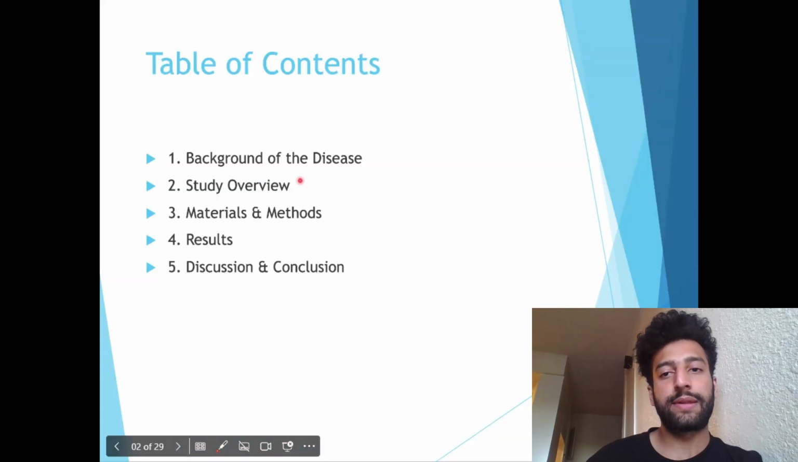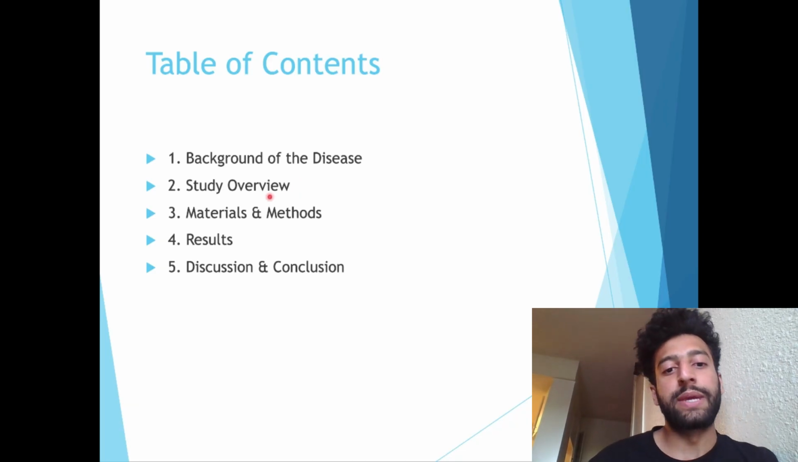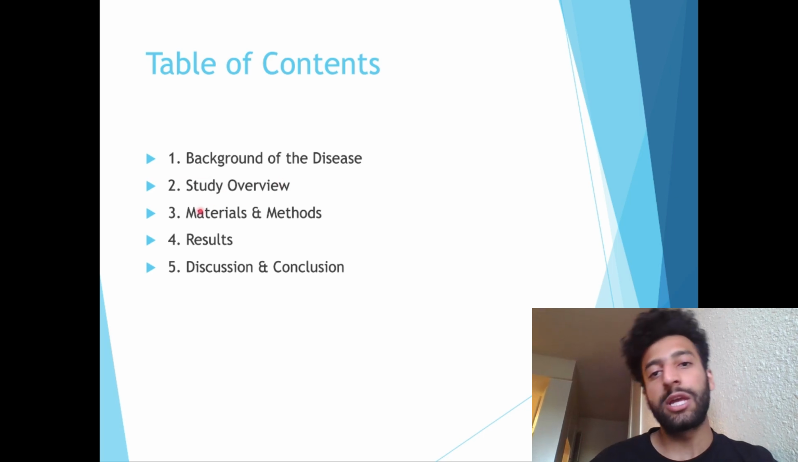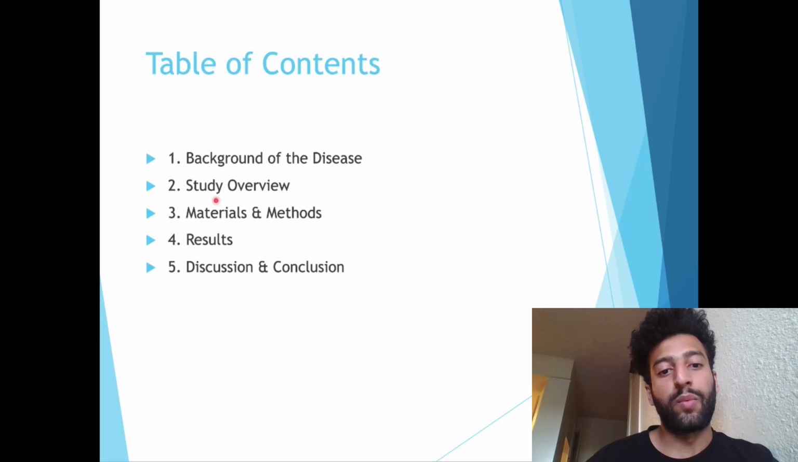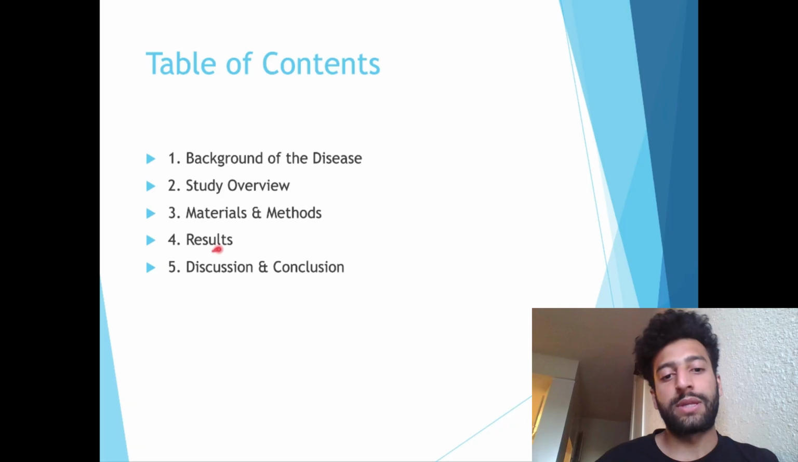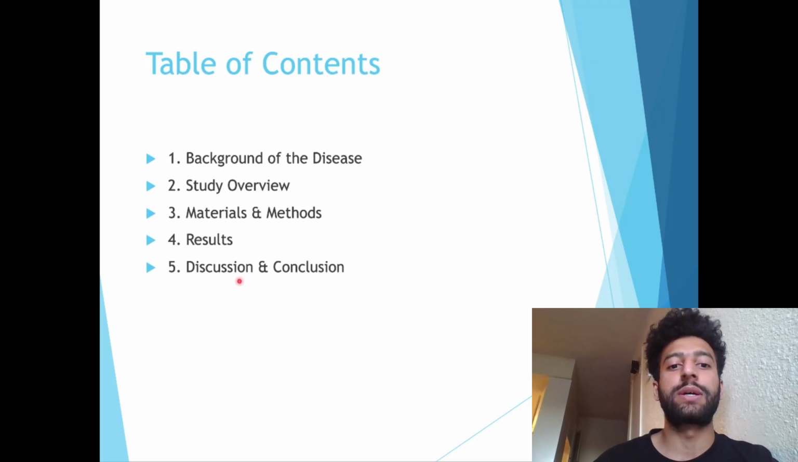For the table of contents, I have divided this presentation. First, I will be going through the background of the disease, which in our case is Hodgkin's lymphoma. Then we will have the study overview, which is the main thing: what scientists have discovered in the study, and what materials and methods were used. Finally, we will explain the results, and at the end, the discussion and conclusion. How were the results monitored, what was the response, and what were the research gaps, side effects and limitations of the clinical study.